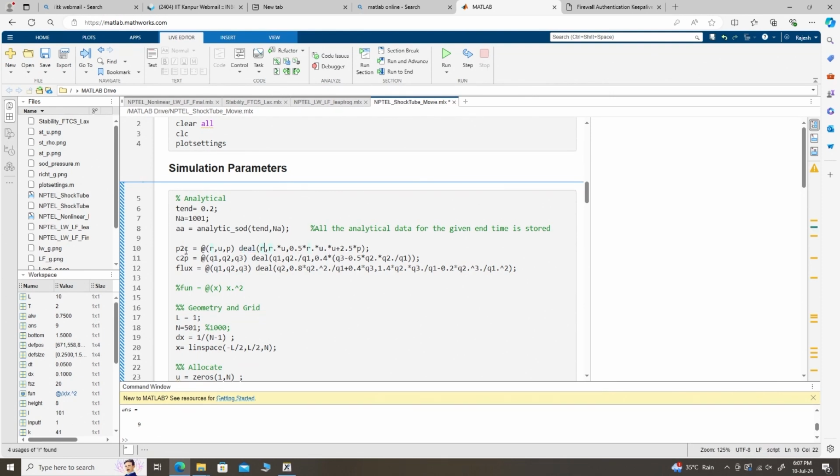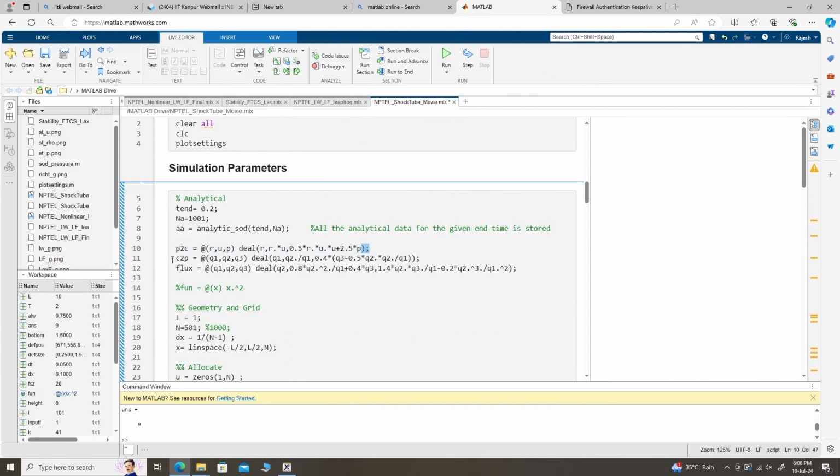For example, this is p to c, primitive to conserved. I am giving rho, u and p, and I am getting rho, rho u and rho u square by 2 plus p by gamma minus 1, right. So this is my primitive to conserved.